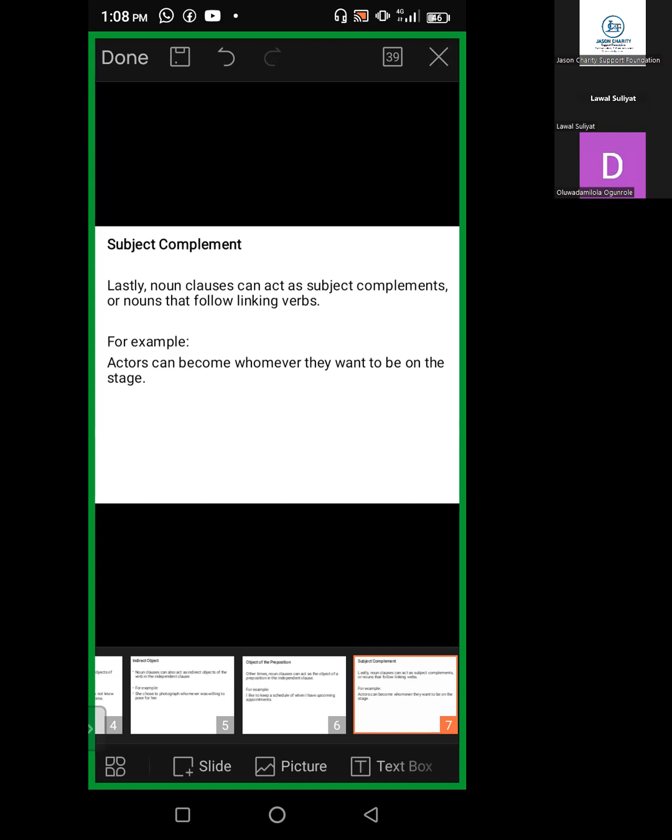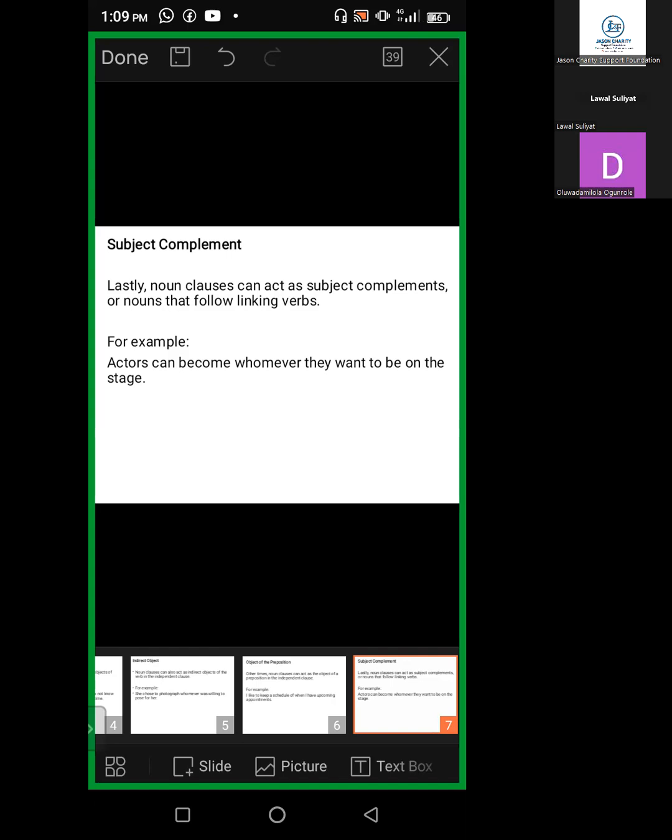Now, if you ask yourself, who are those that should become whomever they want on the stage? The answer will be what? The actors. Now, the actors, as used in this sentence, are the subject of the verb "can become." But because "whomever they want to be on the stage" is still reflecting back to them, actors become whomever they want to be on the stage.